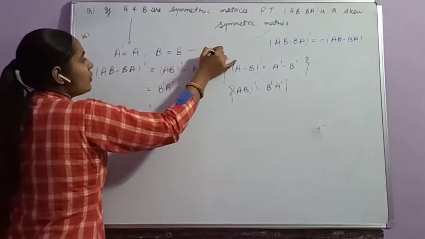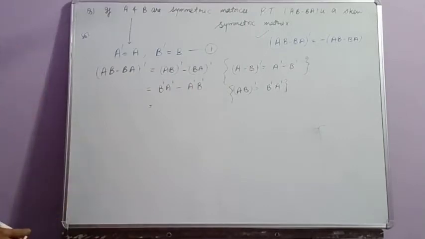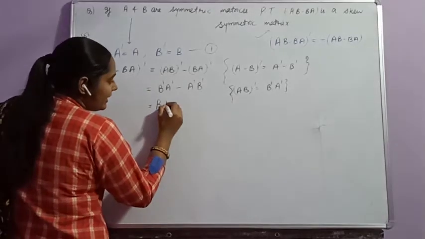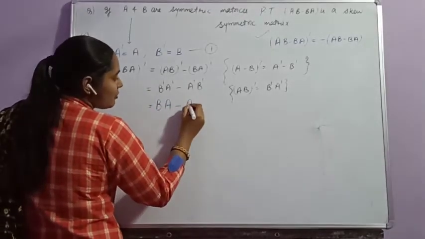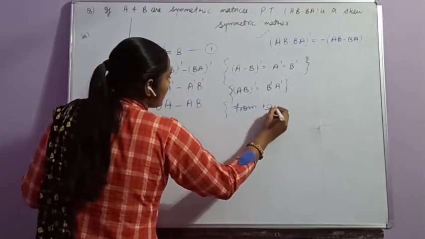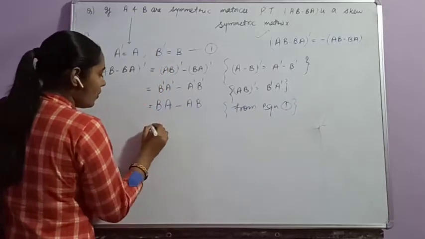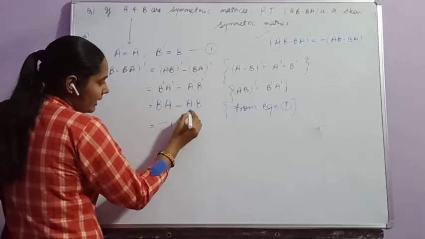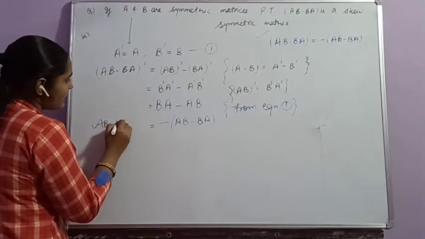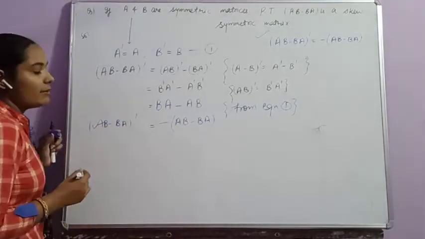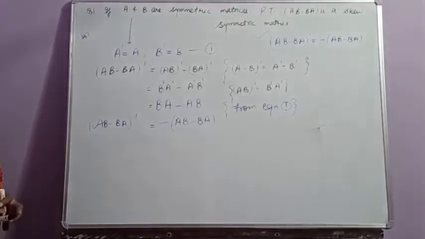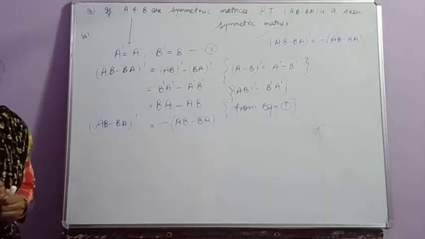The value of A transpose is A and B transpose is B from equation 1. So we can put B transpose is equal to B and A transpose is equal to A. Now if we take minus common, then AB will be positive and BA will be negative. AB minus BA transpose is equal to minus of AB minus BA. So it is proved that AB minus BA is a skew symmetric matrix if A and B are symmetric matrices.